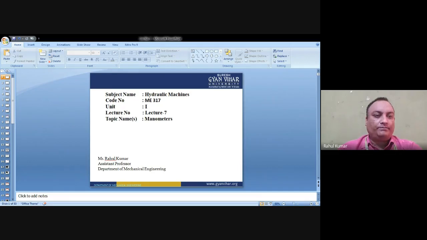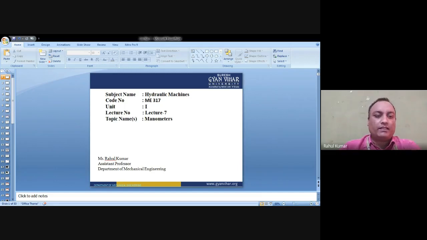And today's lecture is based on the manometer. One question arises here: what is a manometer? A manometer is a type of device used for measuring the pressure at a point in a fluid by balancing the column of fluid.